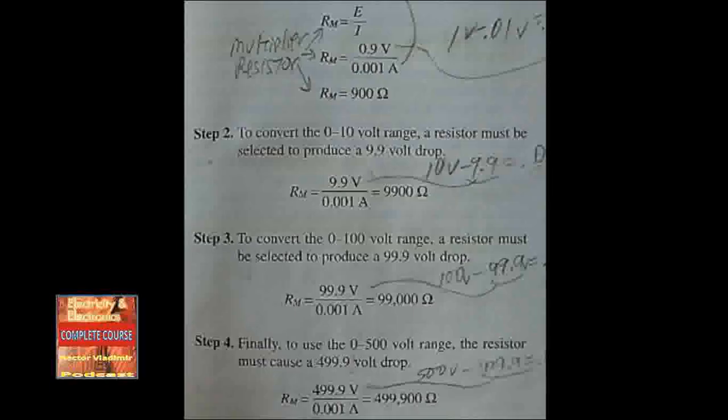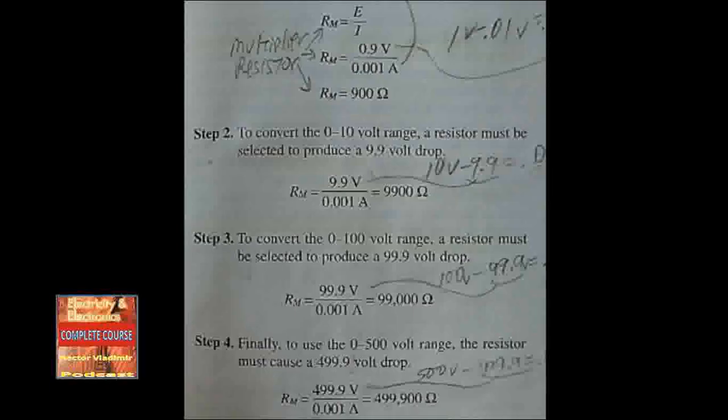Also, the meter will only allow 0.001 amp for full-scale deflection. This is the highest current allowed in the coil circuit. The multiplier resistor must produce a 0.9 volt drop in this case when 0.001 amp flows through it. So the multiplier resistor calculation is multiplier resistor equals voltage divided by current. Again, Ohm's law. So in this case, the multiplier resistor equals 0.9 volts divided by 0.001 amp, and the multiplier resistor equals 900 ohms. Again, this is for a reading of 0 to 1 volt scale.